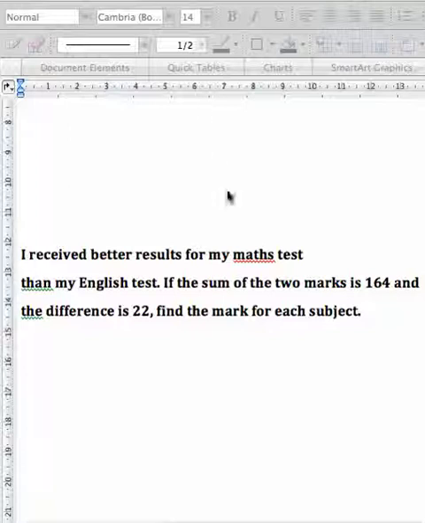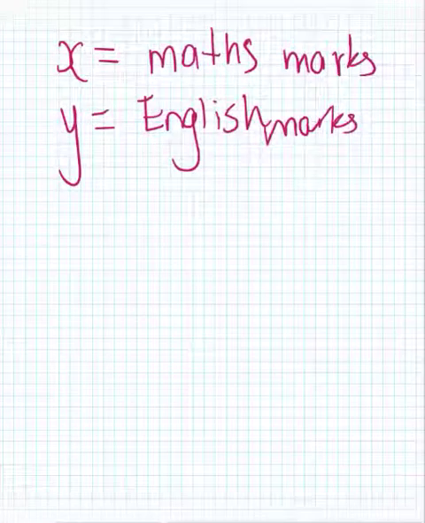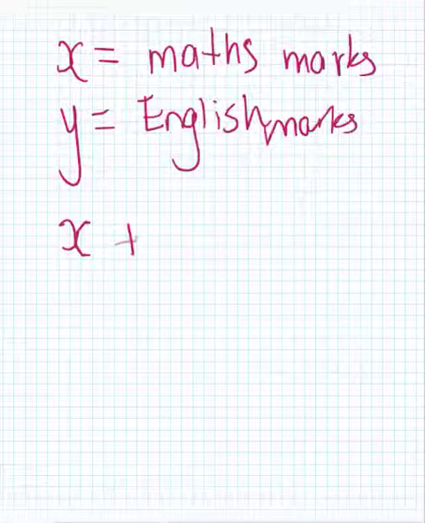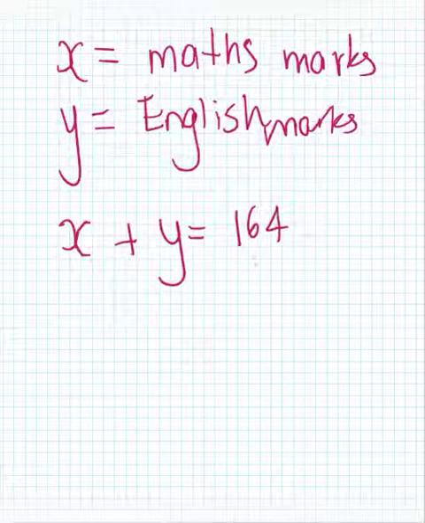Our next step is to now come up with two equations from the given information. Our first equation comes from this part here, and that is if the sum of the 2 marks is 164. So we're going to be focusing on this part here. We know sum means plus or to add. And what are we adding? We are adding the 2 marks of the subjects. Now we don't know what the marks are, but we have said that x is maths and y is English. So all we have to do is say, well, the x mark plus the y mark is equal to 164. And there's our first equation.